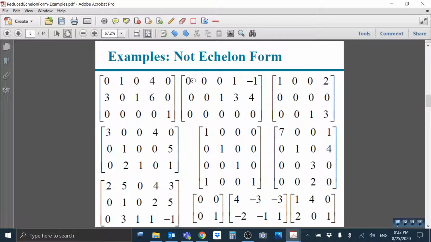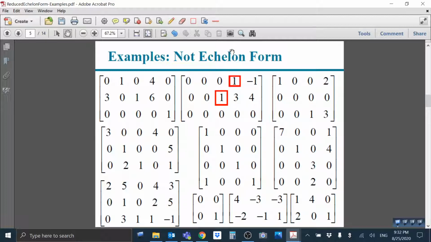Here, what happens? I have my leading entry in the first row here. Second row, leading entry off to the left. No good. Leading entry is to the left. Yeah, but I have a row of zeros at the bottom. Nobody cares. You violate one of the conditions, you're gone. You cannot satisfy all the requirements. Bye-bye. So this is not in echelon form.